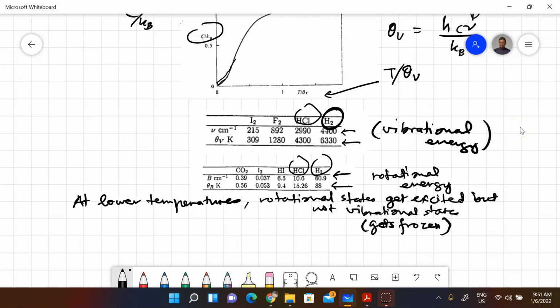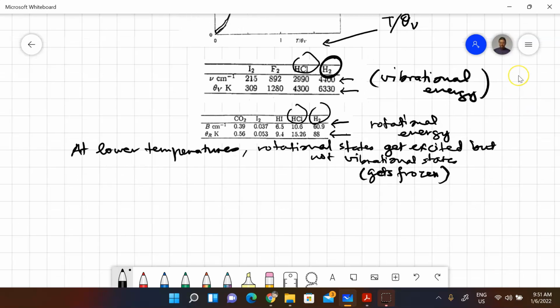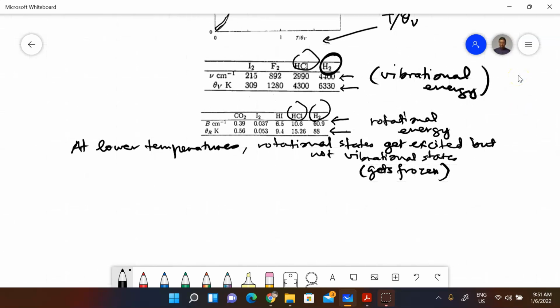The other thing is to look at some other topics, which is the partition function, and the equipartition theorem.